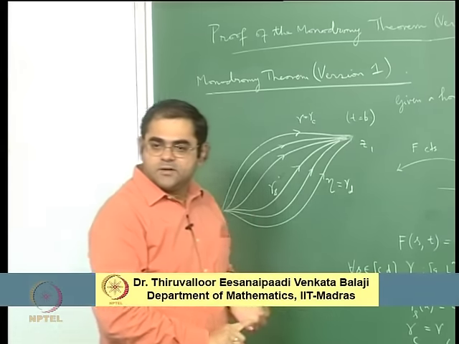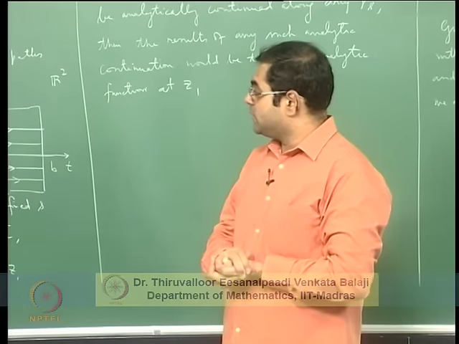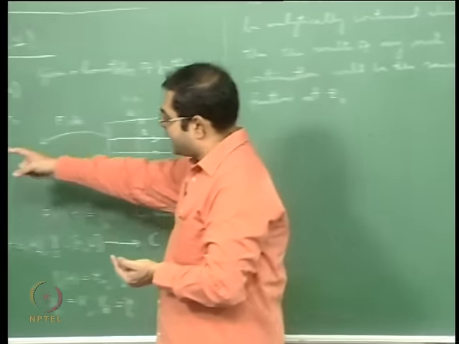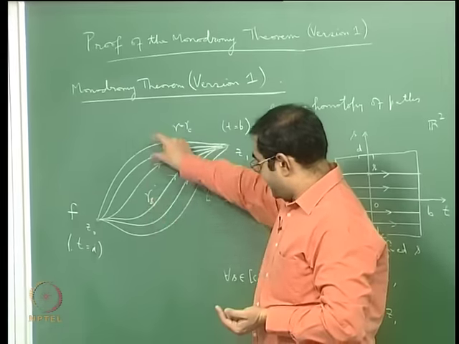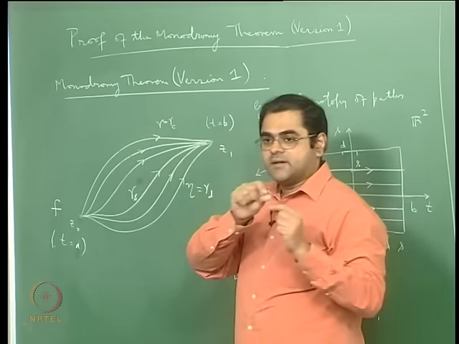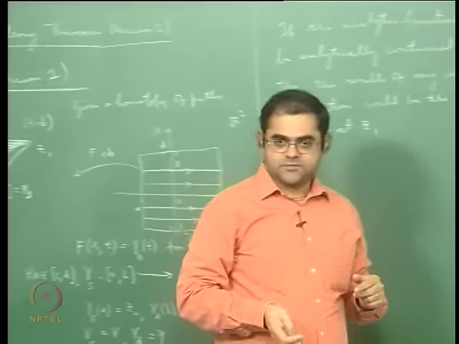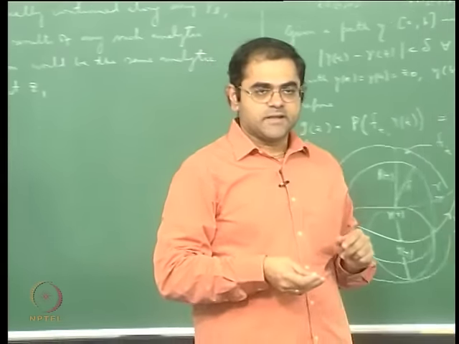So this is the idea of the proof: to draw a diagram, breaking the leaf into smaller leaves of thickness delta. So the idea of the proof is pretty easy. I'll explain that in the next lecture.